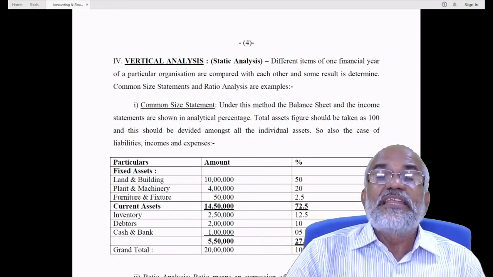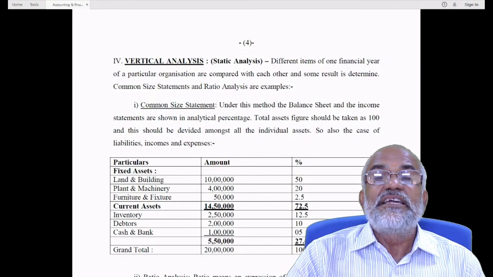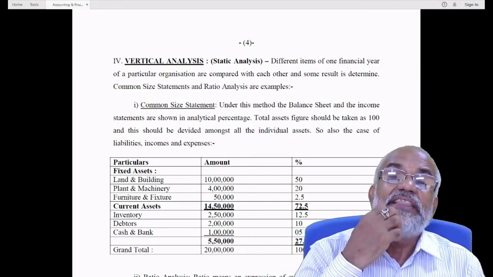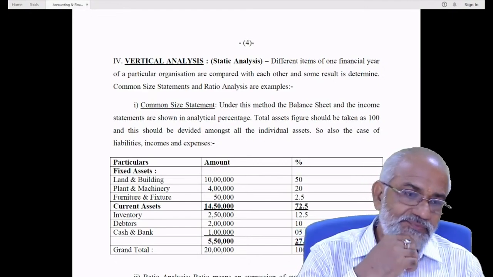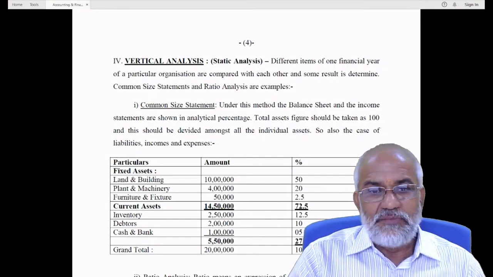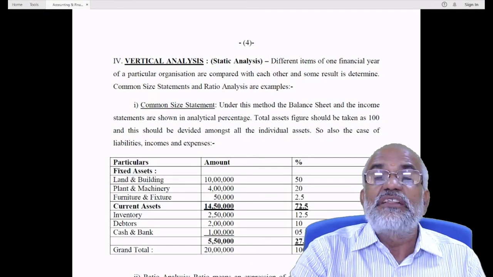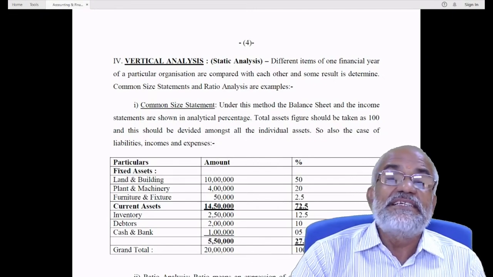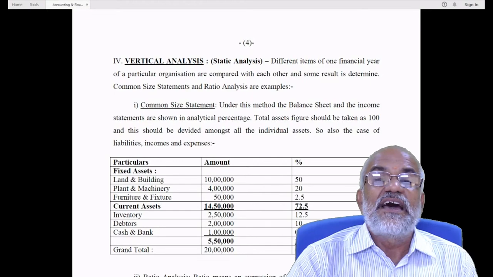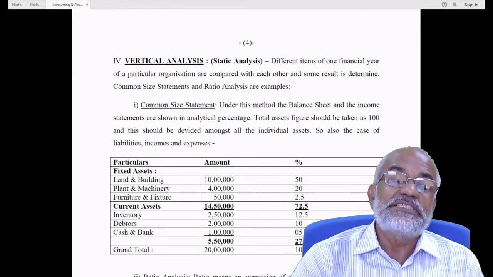So what are the tools available under this vertical analysis? The common size statement and the ratio analysis. Common size statement means, under this method, the balance sheet and the income statements are shown in analytical percentage.